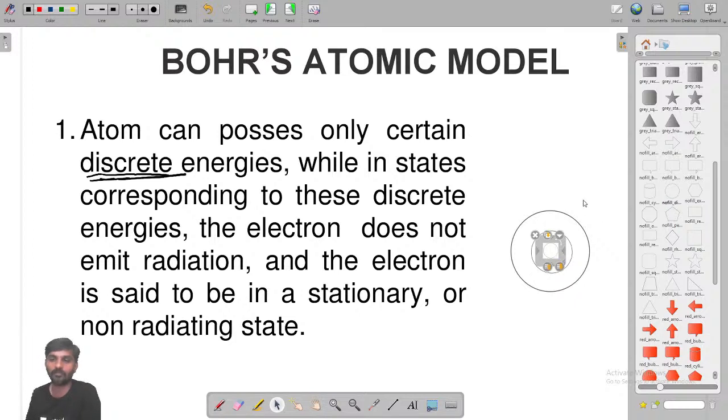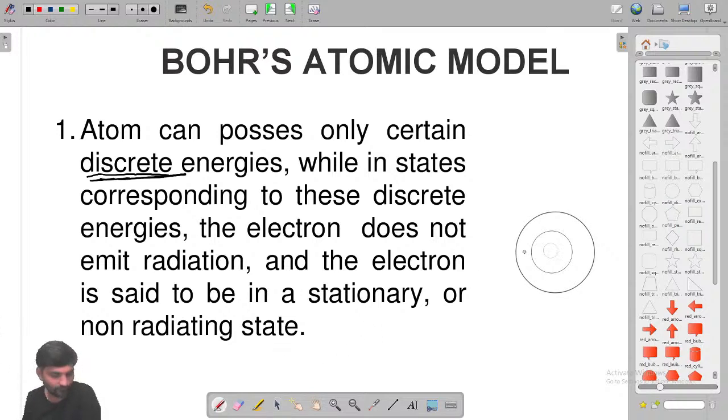One minute. Okay. Now assume that this is going to be the nucleus, and electrons are revolving around the nucleus. So he says that an atom can possess certain discrete energies while in states corresponding to these energies. So the atom has discrete energies, not continuous energies.